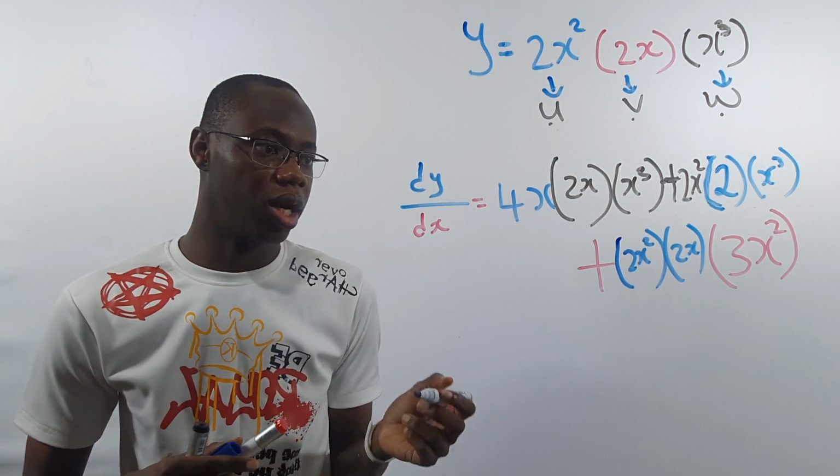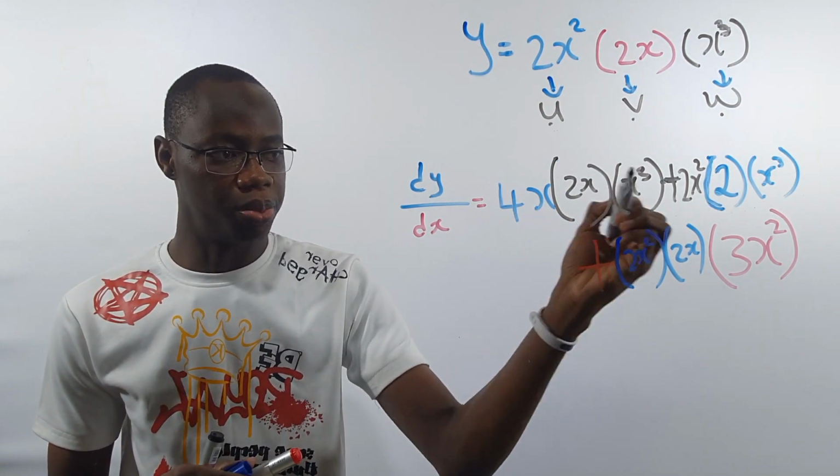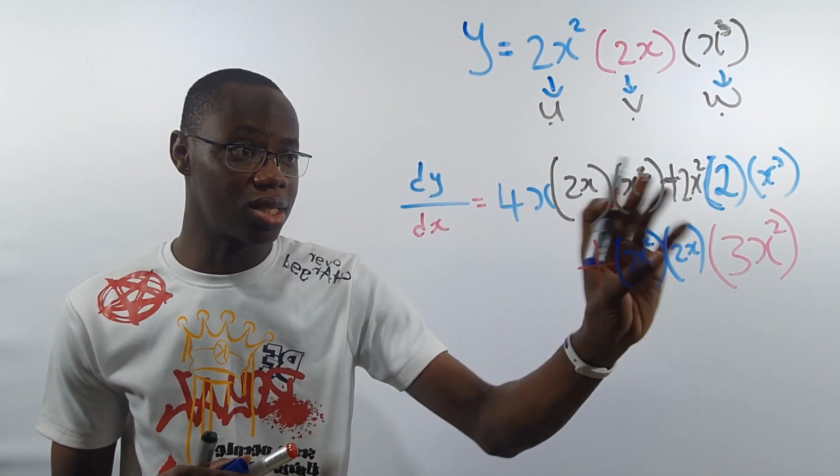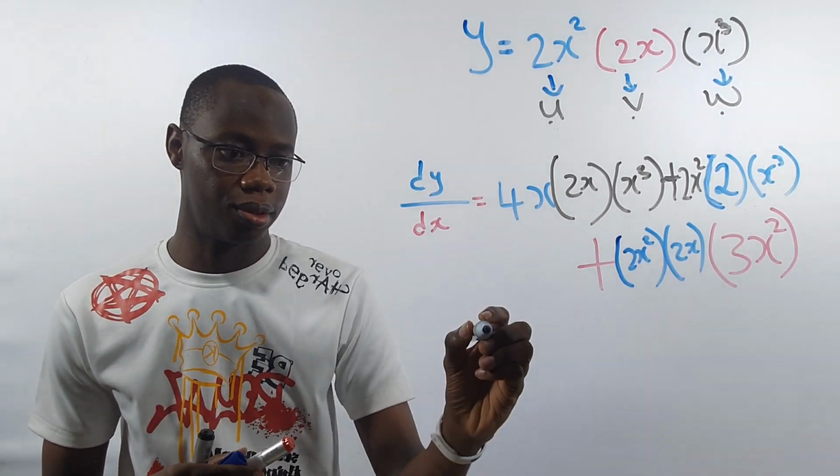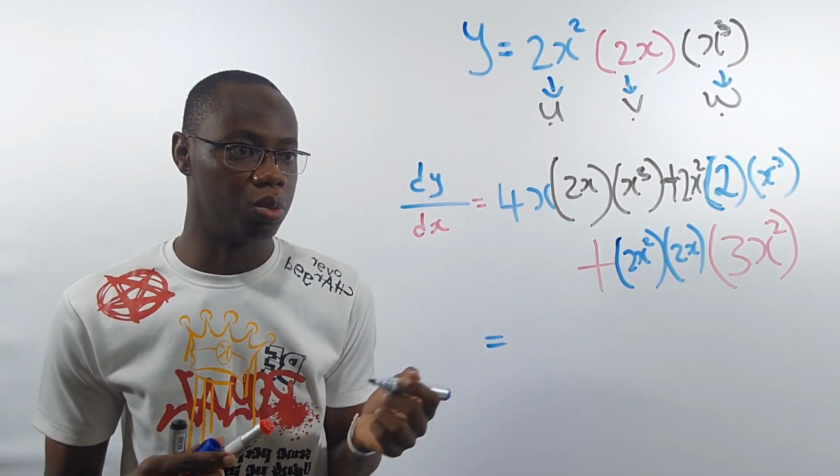So this is it, and then all you need to do is just multiply them and add and subtract. You can leave your answer like this if you want, but you can always simplify if you would like.